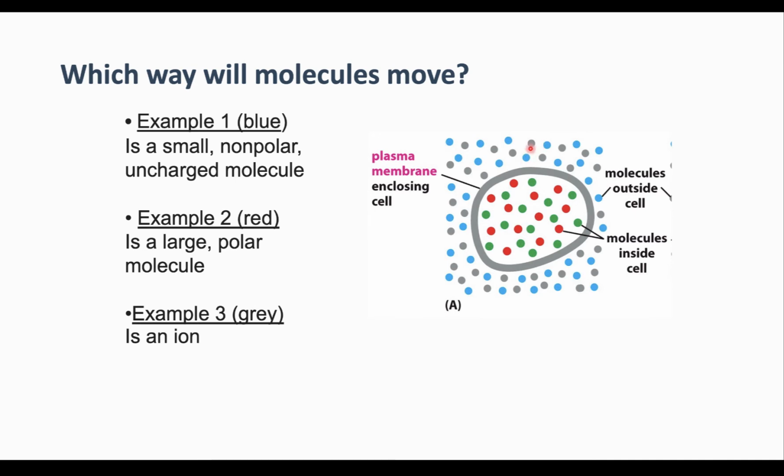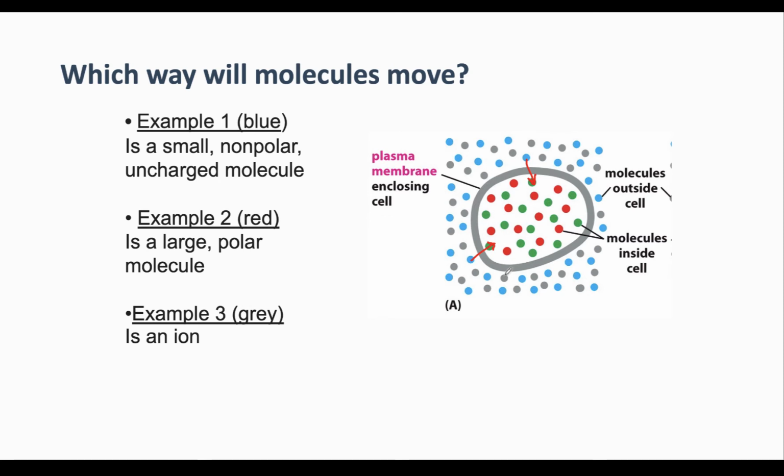If we were in a high oxygen environment, so if there was a high concentration of oxygen outside the cell, there would be net diffusion across the phospholipid bilayer into the cell. Right? So blue molecules would be moving in. Now if we look at the red molecule, it is a large polar molecule. The concentration gradient would allow it to move out of the cell, but it cannot cross the phospholipid bilayer.